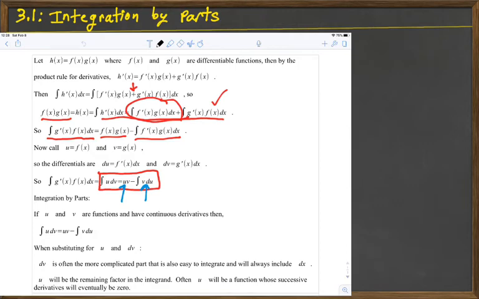Some guidelines when substituting for u and dv. dv is often the more complicated part that is also easy to integrate, and it will always include dx. u will be the remaining factor in the integrand. Often u will be a function whose successive derivatives will eventually be zero, such as a polynomial. Successive derivatives of a polynomial eventually will be equal to zero.